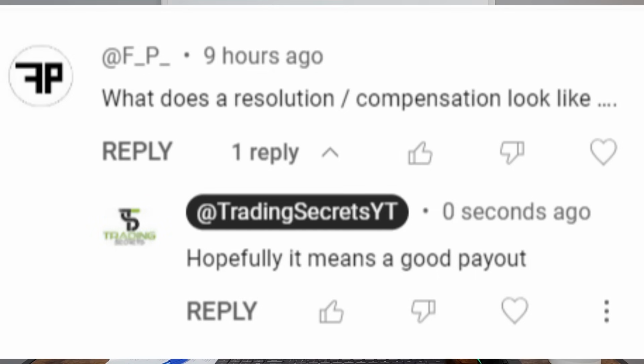I think we're moving on to the most important question, which is from FP here, and this is a common question, and that is, what does a resolution or compensation look like? So again, this is something that we have been looking at in the Discord in terms of some of the members who've asked this question, and I have given a lengthy and detailed answer to this. But basically, one thing I've stated is, in my opinion, obviously, I personally don't believe it is going to trade.